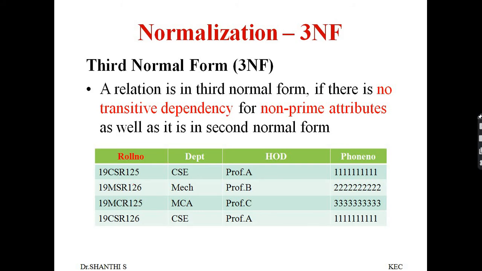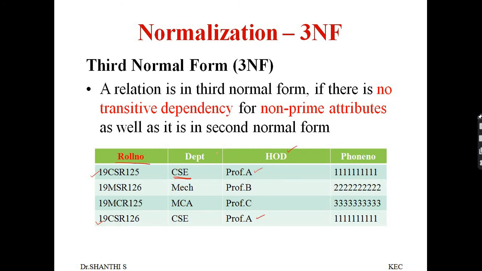So if you take this one, roll number is the primary key. By using this roll number we can uniquely identify the record. For example, if you take CSE, is it possible to identify the entire tuple by using CSE? If you take CSE, there is roll number 125 and roll number 126. So this department cannot be a prime attribute. HOD is also not a prime attribute. Professor A exists in 2 records, so it cannot be a prime attribute. Similarly, phone number.